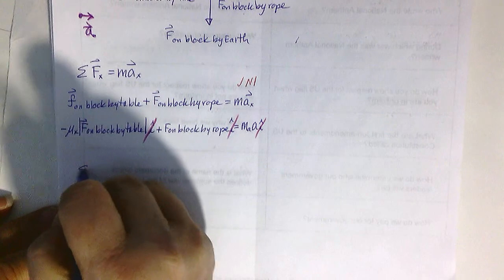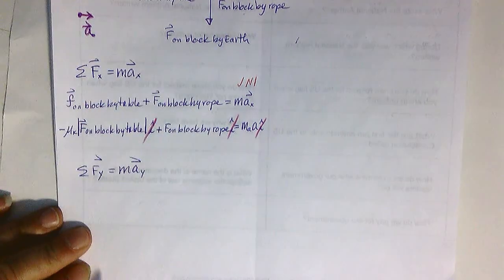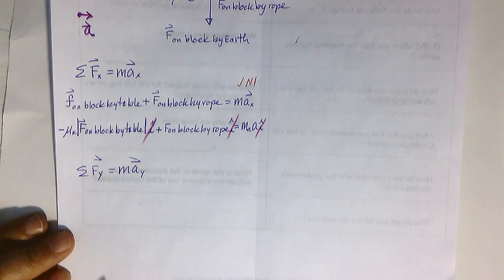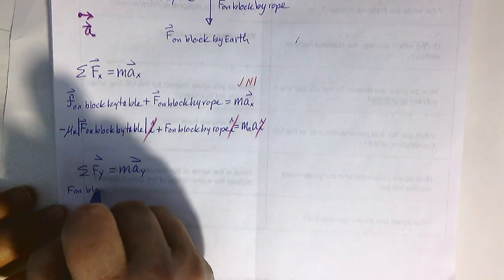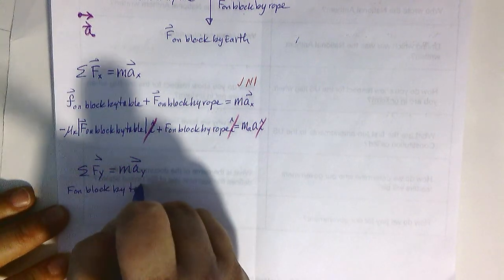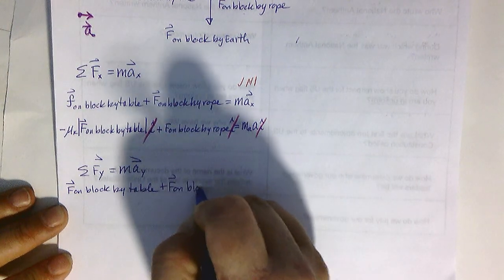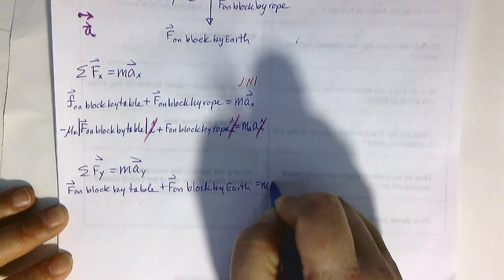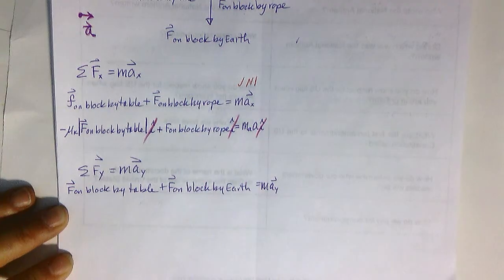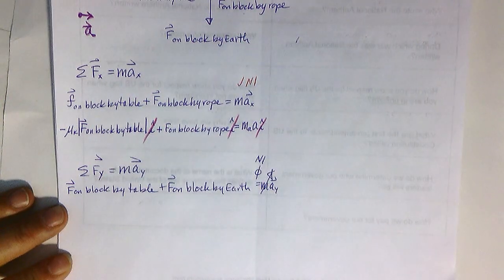Okay, so mass A, sum of the forces in y is equal to ma sub y. Let's go ahead and add up all the forces in the y direction. I have force on block by table plus force on block by earth, and that's equal to ma sub y. Am I accelerating in the y direction? No, so that's 0, Newton's first law.